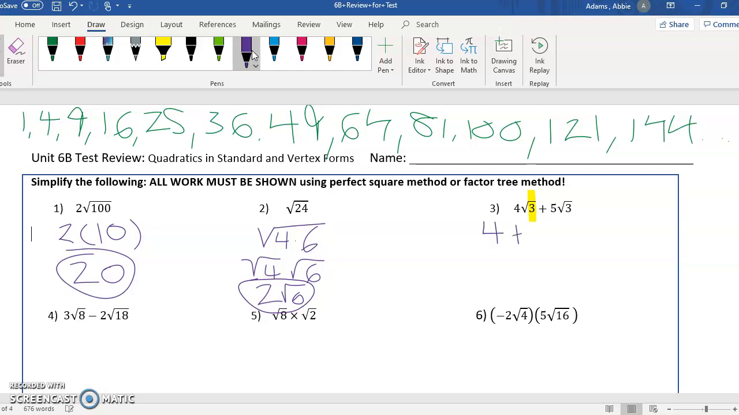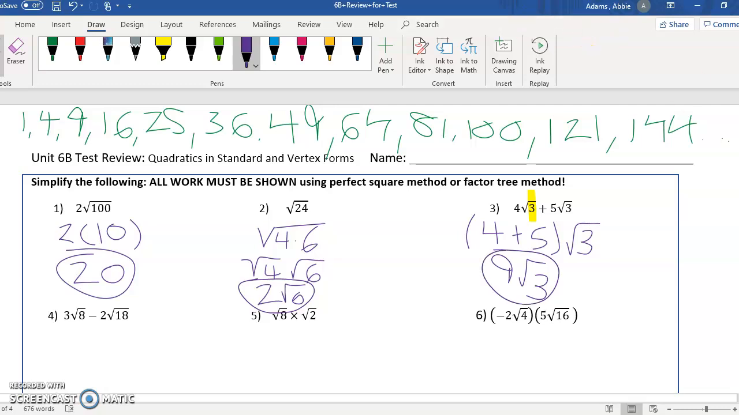So I'm going to say 4 plus 5 multiplied by the square root of 3. Since both of those things are multiplied by the square root of 3, we can factor them together, put the 4 and 5 together, and still multiplied by the square root of 3. So 4 plus 5 simplifies to 9 times the square root of 3.